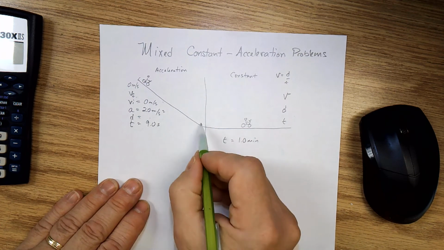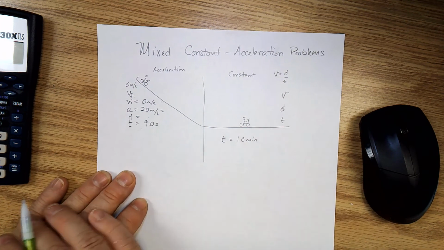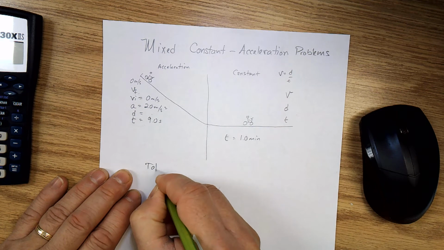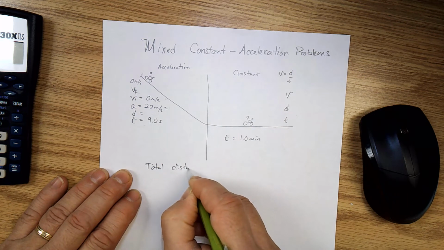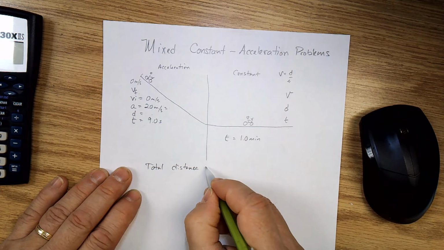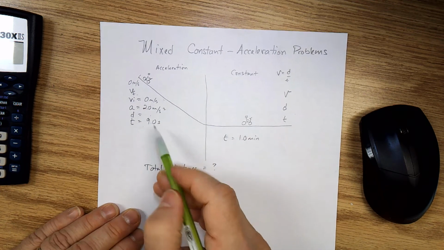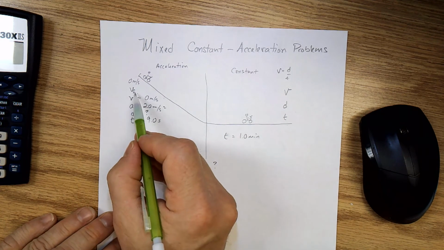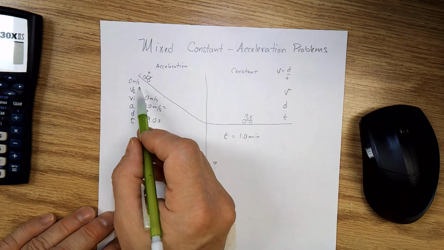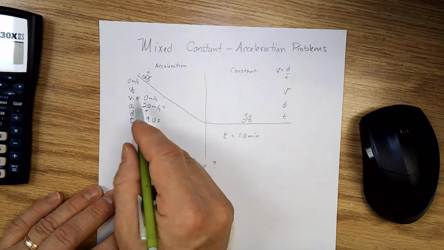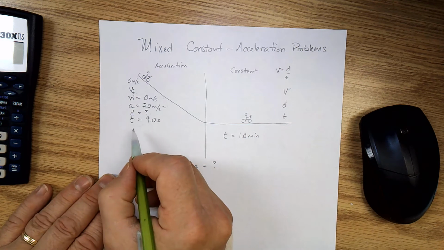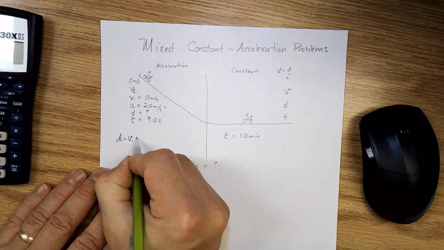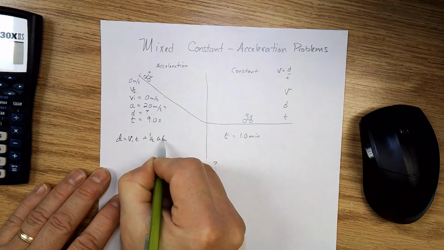We want to figure out how far they'll go. If my question is what's the total distance, then to do that I need to find, first of all, the distance here. We have no VF, so we have to find an equation that has no VF in it. That's D equals VI T plus 1/2 A T squared.